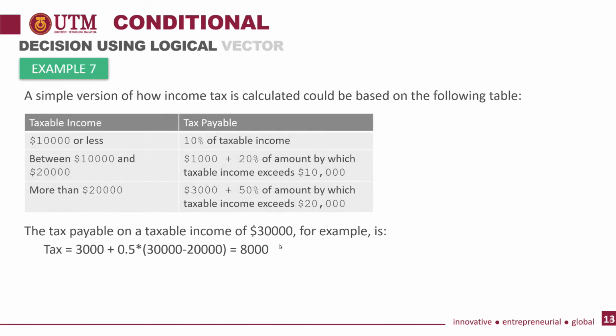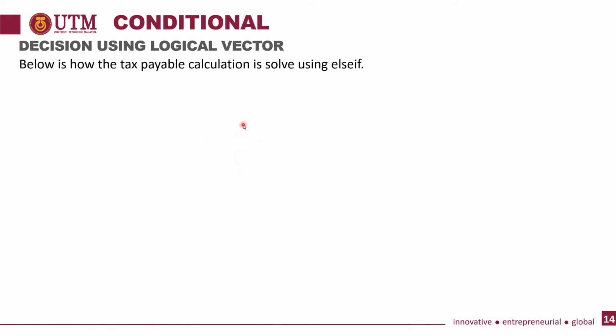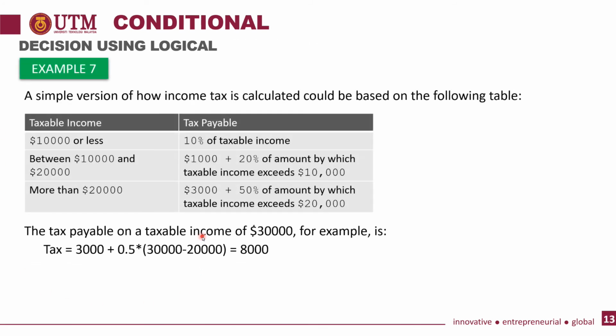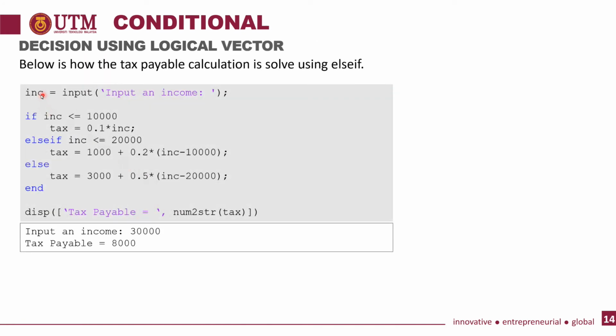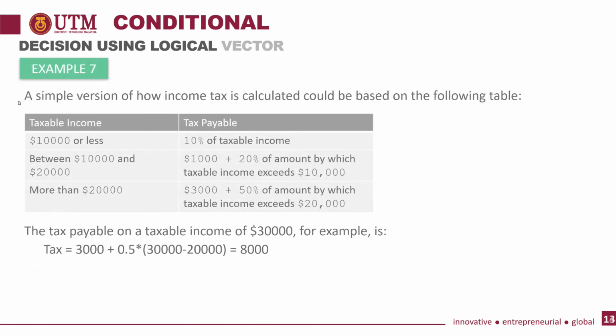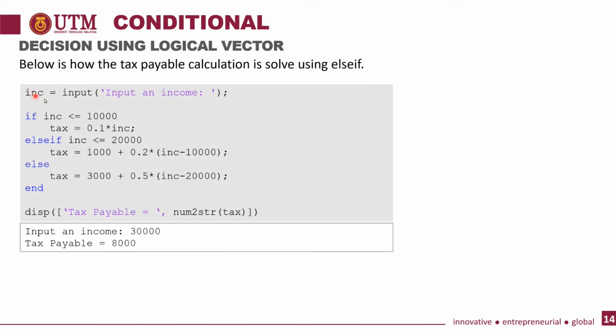Below is how the tax payable calculation is solved using else if. This is how example number 7 is solved using else if. First and foremost, you need to use the input function. INC is the taxable income, which equals input, in brackets, with the string that you want to display, "input an income", and then you need to input the income.